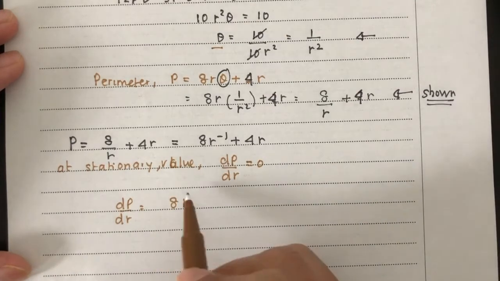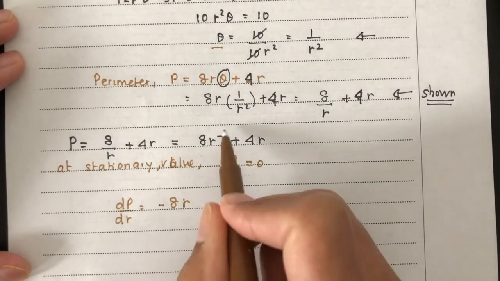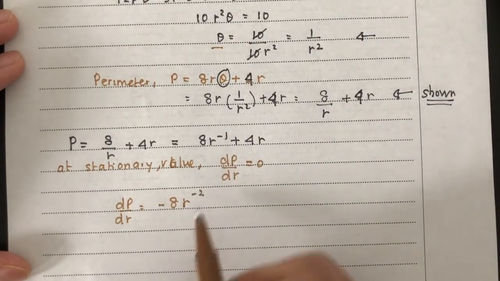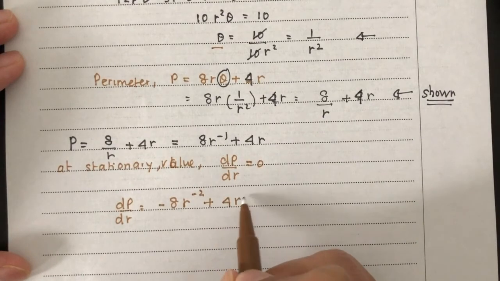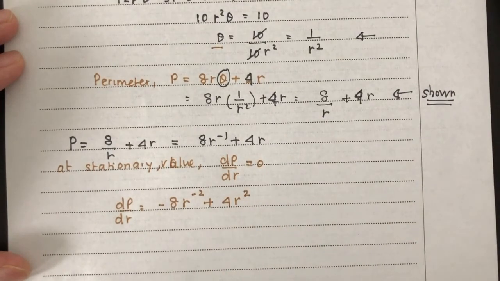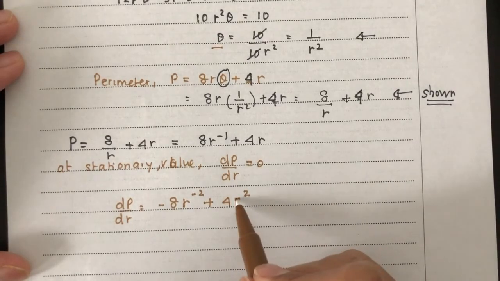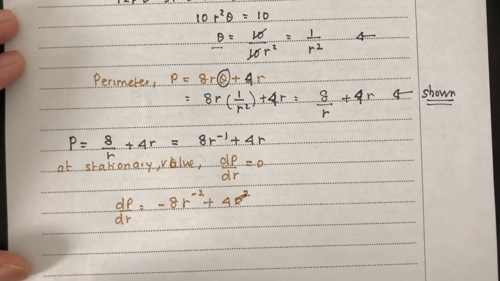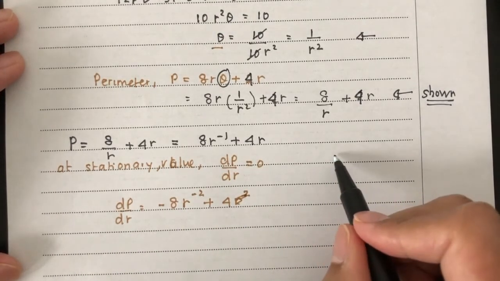8r. So first times minus 1, the power, then minus 2, plus 4r square. That will be dp by dr. Right, sorry, this will become 4, not r square. I just did an integration. We have to differentiate. So let's try again. Just to make it simple for you guys.